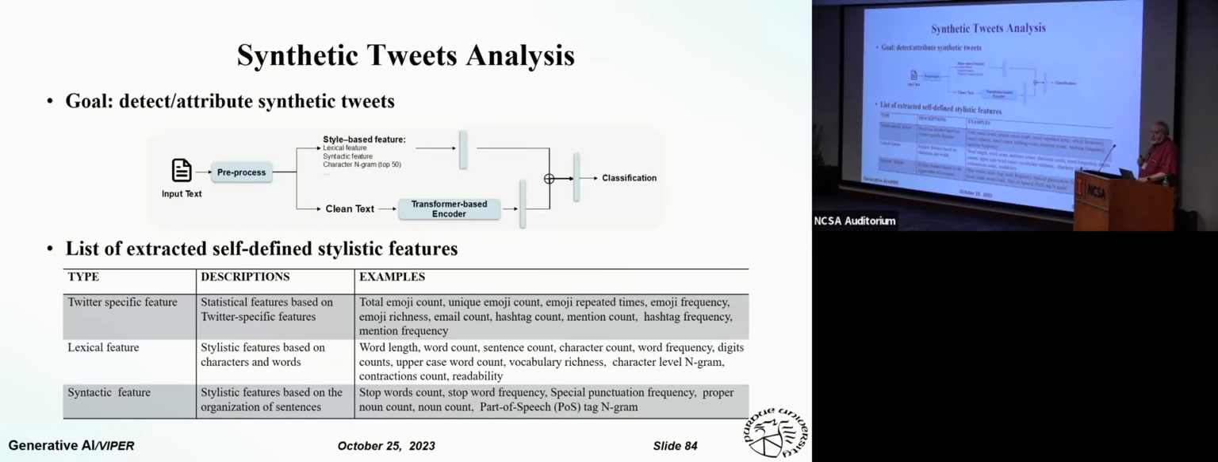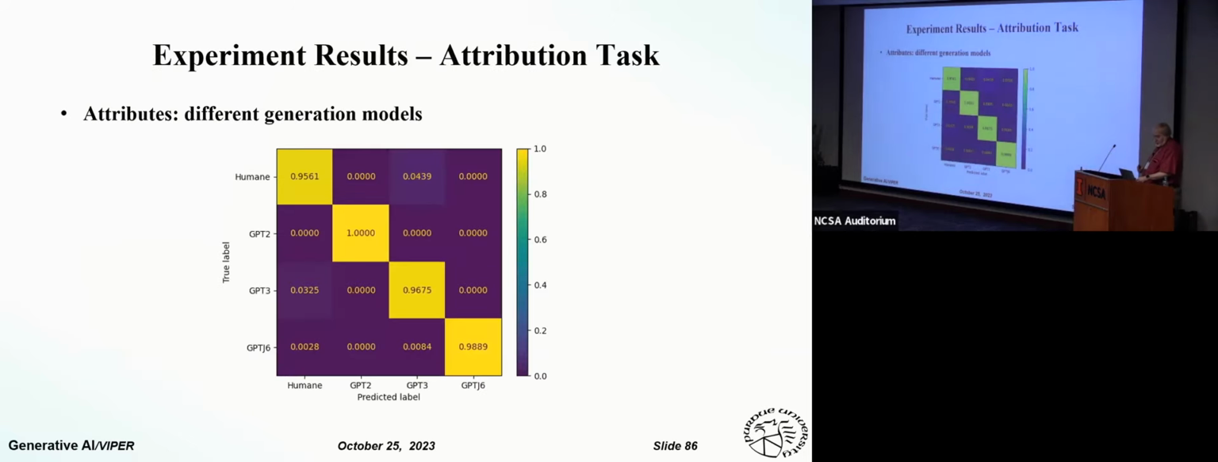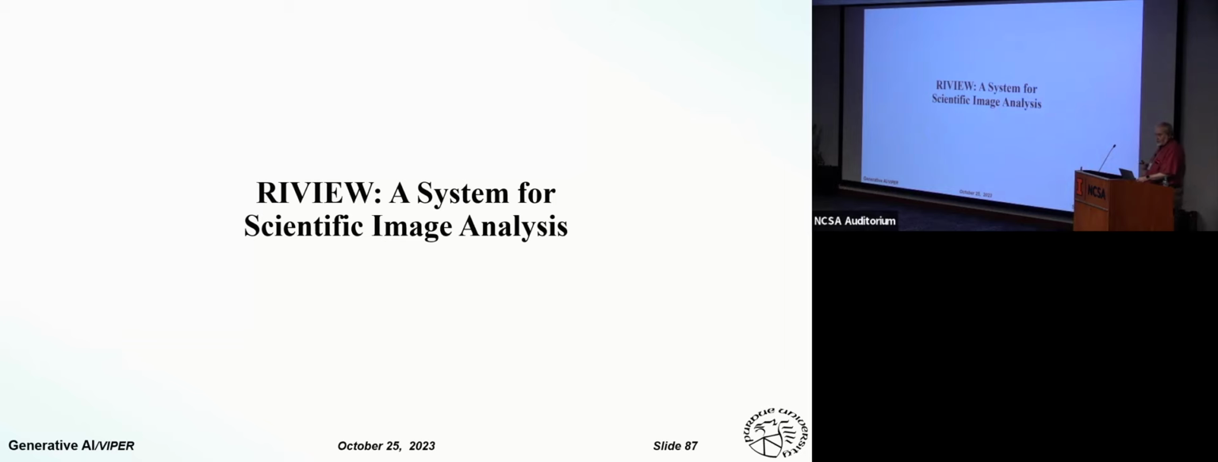Finally, we're also looking at synthetic tweet analysis. Can we actually attribute synthetic tweets? We've collected a huge data set of synthetic tweets using various models. We scraped 20,000 original tweets until Elon Musk threw us off of Twitter, because he changed the whole model of how that was going to be done. And this is some of the performance. I want to show you one last thing.